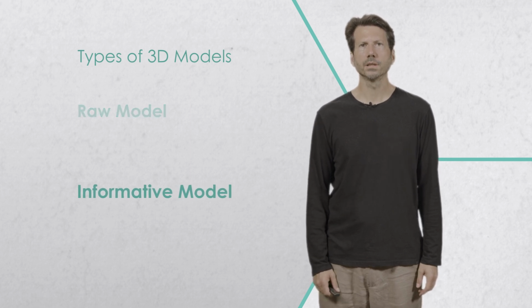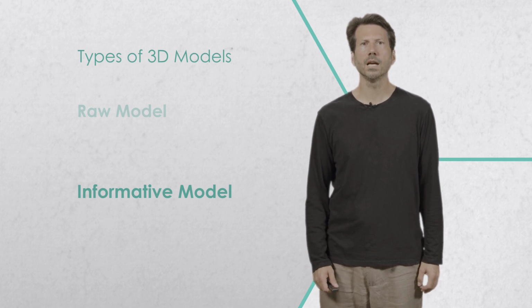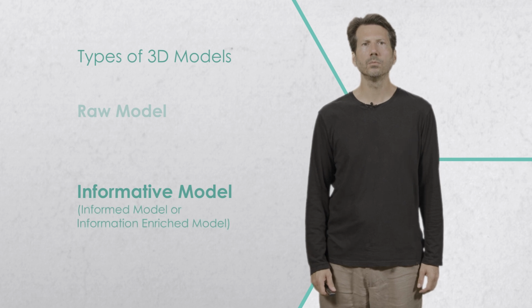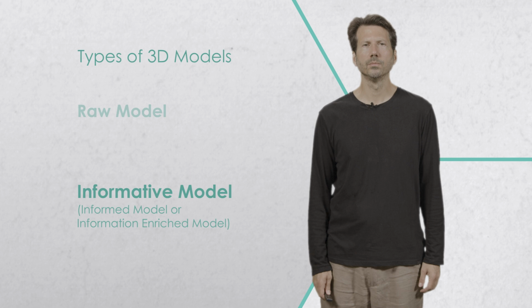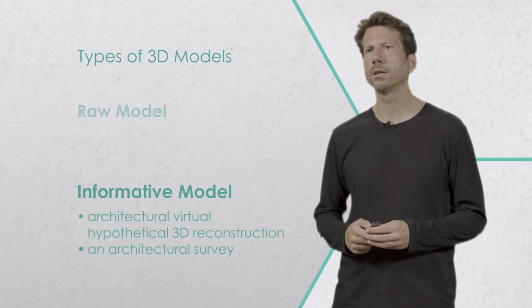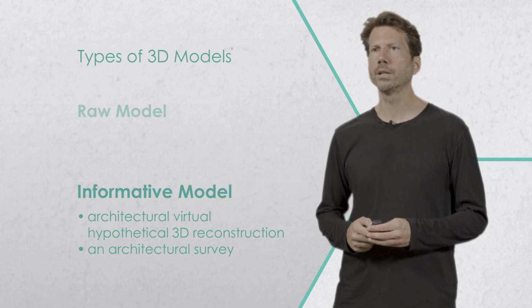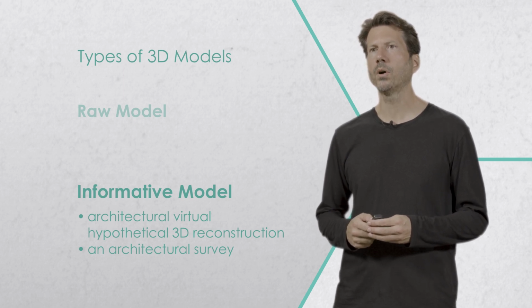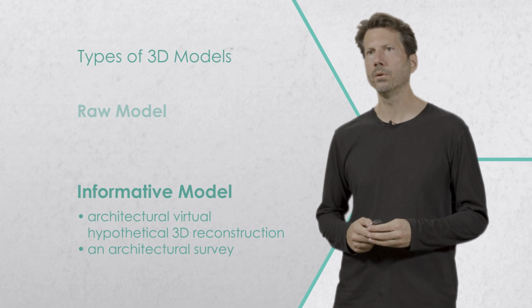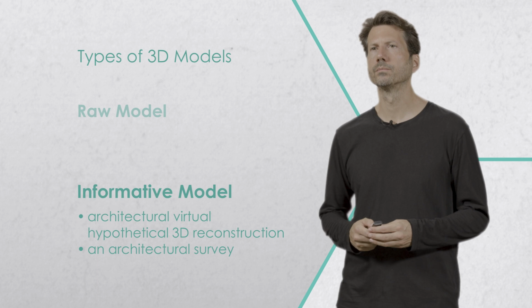The informative model is a transparent and accessible 3D digital model that contains information processed and interpreted by an author. Sometimes it's also called an informed model or information-rich model, but with slightly different meanings. An example of an informative model is any architectural virtual hypothetical 3D reconstruction. Another example of an informative model is an architectural survey intended as a post-process survey by an author, which not only embeds raw data, but also interpretive data.